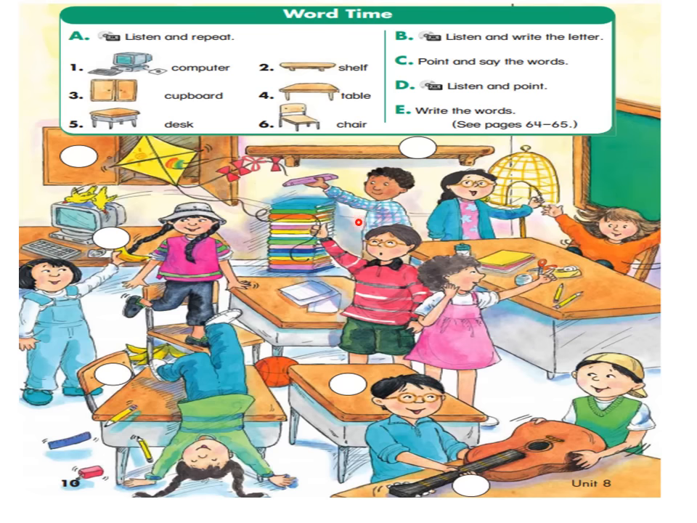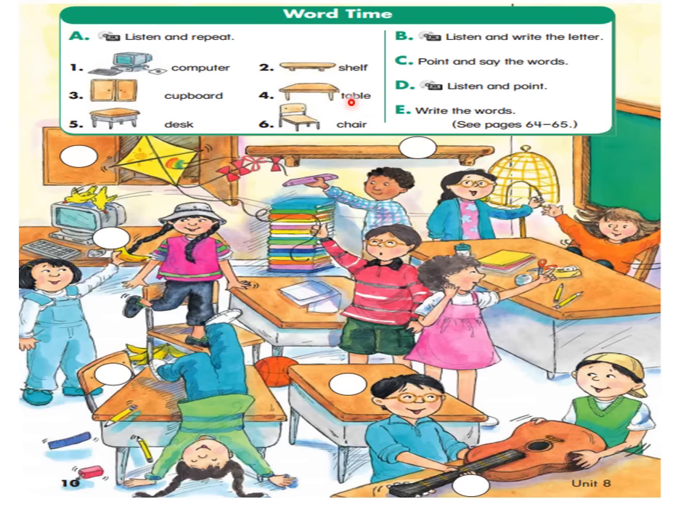Let's learn together some objects, something that we can find in the classroom. Computer, cupboard, desk, shelf, table, chair. So let's find these things together. Number one, computer. Where's the computer? Here. So you write number one, computer. Number two, shelf. We put the shelf on the wall. Here, number two. Number three, cupboard.